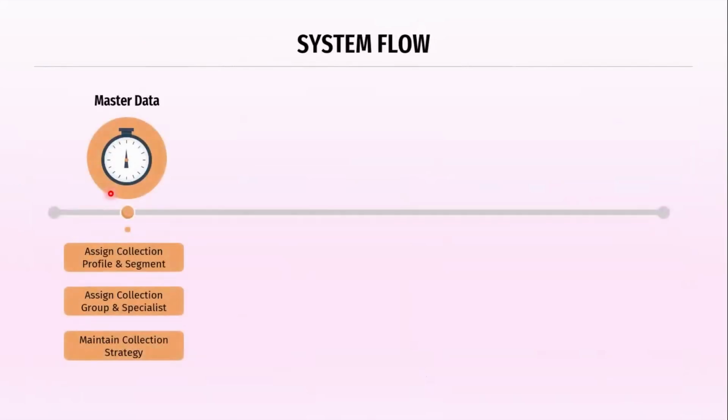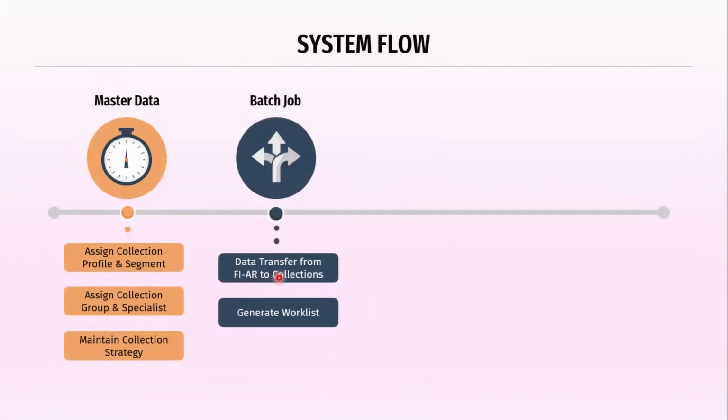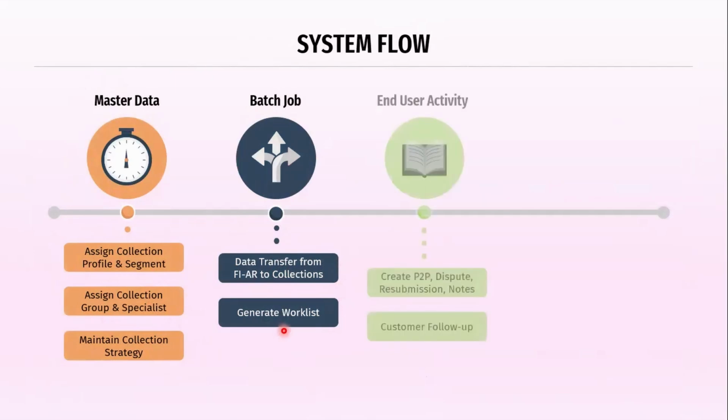So it starts with master data. We assign collection profile, segment, group, and specialist in the master data. Then we maintain the collection strategy, and this also we need to assign at the collection group level. Then we transfer the data from FIAR into the collections management table, and from that table, we will generate the work list. So these two are separate transactions. They run independently, or we can have them in a batch job as well.